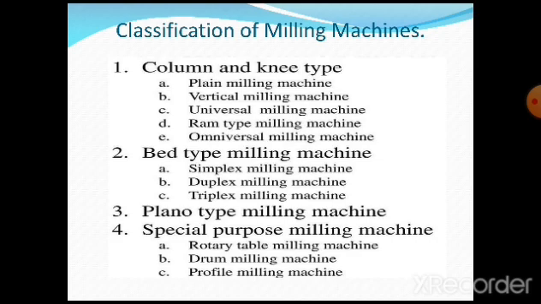Bed type milling machines are simplex, duplex, and triplex, and there are plano type milling machines. Special purpose machines include the rotary table milling machine, which means the table is circular and can be indexed, as well as the drum milling machine and profile milling machine. These are special purpose milling machines designed for specific jobs. That is very, very important.